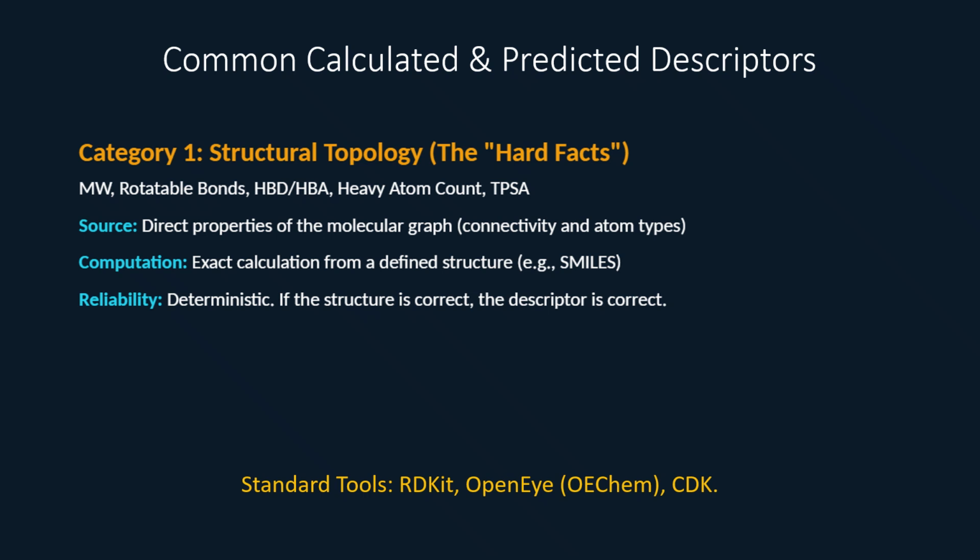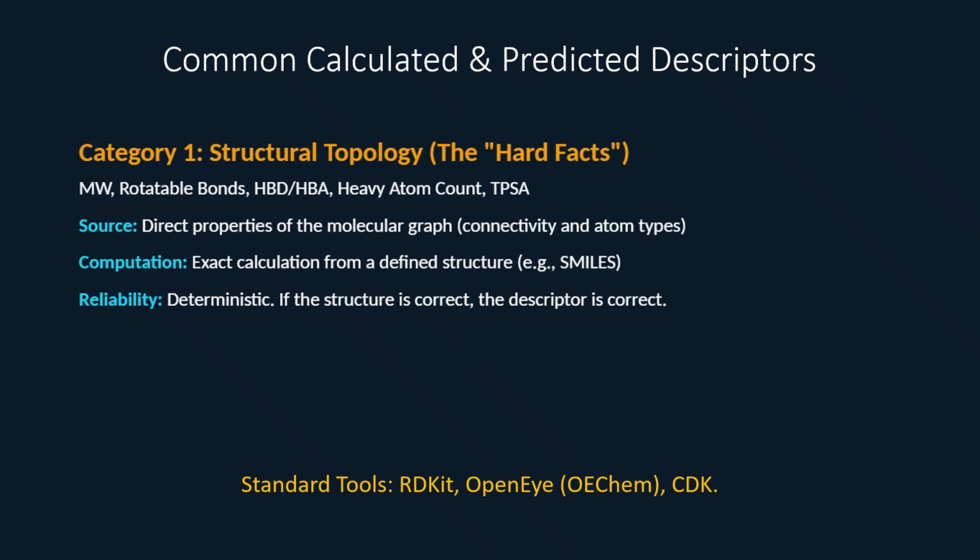Because of that, their reliability is high. These descriptors are deterministic. If the structure is defined correctly, the descriptor value is correct. They don't depend on training data, statistical inference, or empirical calibrations. Tools like RDKit, OpenEye, CDK may differ in implementation details, but within this category, the numbers are fundamentally properties of the structure, not predictions about behavior.